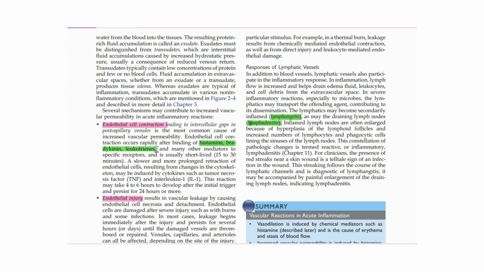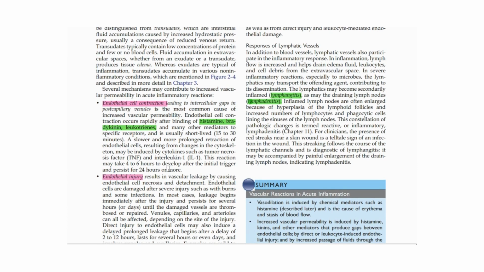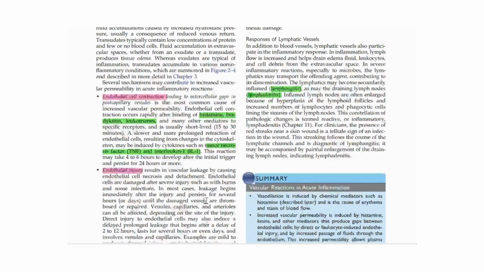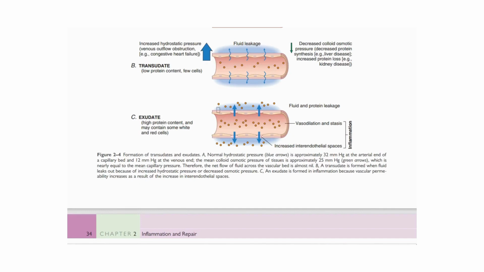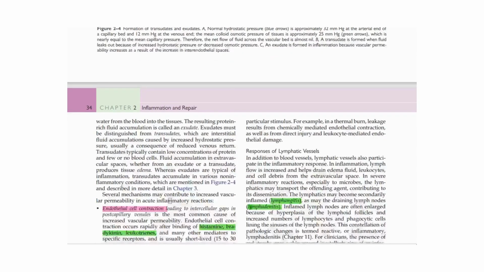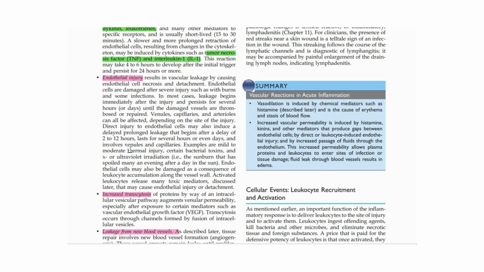Endothelial cells contract in response to histamine, bradykinin, leukotrienes, and many other mediators acting on specific receptors. The long-term contraction of the endothelial cells occurs due to activation by tumor necrosis factor and interleukin 1. Another cause of increased vascular permeability is endothelial cell injury. Whenever there is an injury to the endothelial cells, this results in vascular leakage, which leads to increased vascular permeability. This occurs in many kinds of damage, such as when the blood vessels are damaged by burns, frostbite, or toxins. So this will result in endothelial injury.